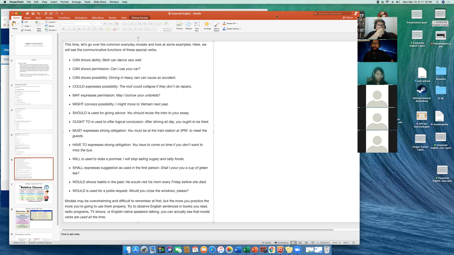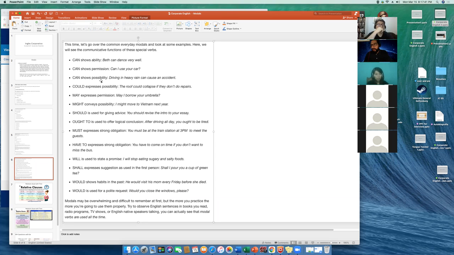Start off with the first. As you can see, there are three ways that you can use can. You can use can to show ability. You can show permission. And you can use can to show possibility.